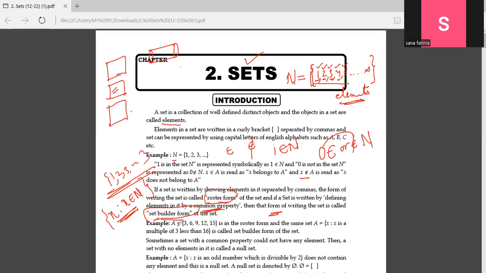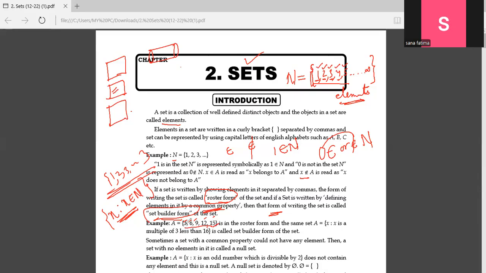Now, A is a set. Read carefully. See here how I am reading. A is equal to 3, 6, 9, 12, 15 is the roster form. And how are you writing this as set builder form? You are writing in sentence form. First, you will analyze this: 3, 6, 9, 12, 15. These are multiples of 3. And multiples of 3, where are they ending? Less than 16. They are ending at 15, or equal to 15 also.